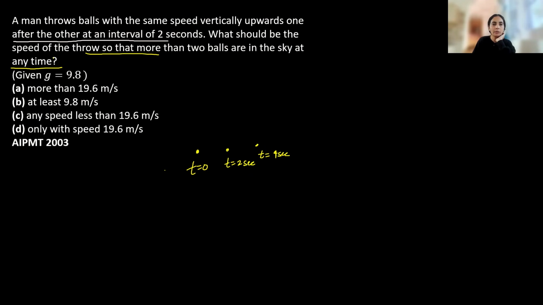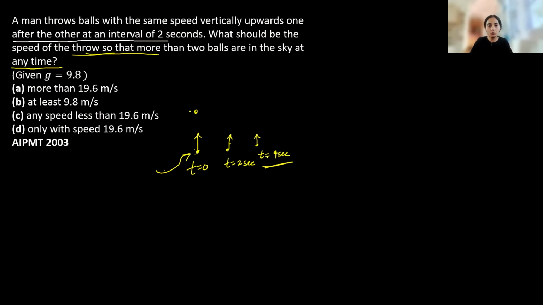And it is said that what should be the speed of throw so that more than two balls are in the sky at any time. More than two means at least three, right? कहने का मतलब कि when the third is getting thrown, this one should be in air and also this one should be in air. Then only you will say three are in air, right? At just the time you're throwing the third one, that is at t equal to 4 seconds, these two should be in air. कहने का मतलब ये है कि 4 सेकंड should not be the time of flight of this thing getting thrown. क्योंकि अगर 4 सेकंड टाइम ऑफ फ्लाइट होता है तो पहला बॉल तो ग्राउंड की तरफ आ जाएगा, it won't be in air.